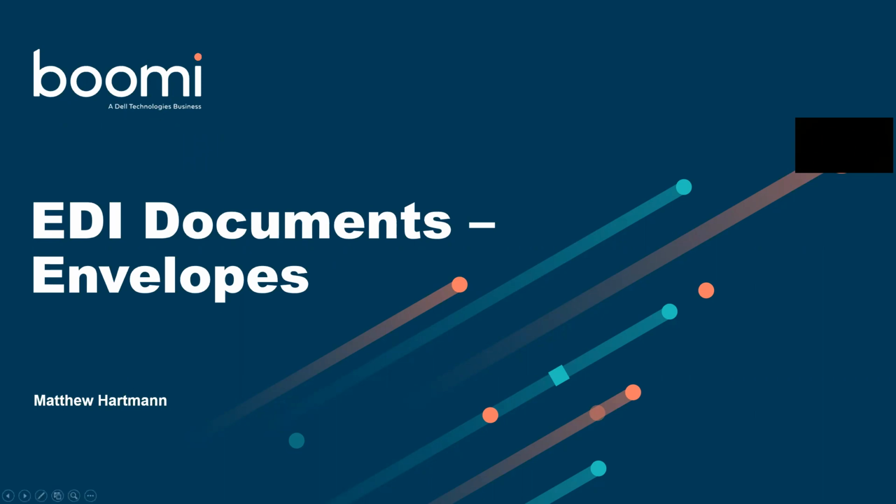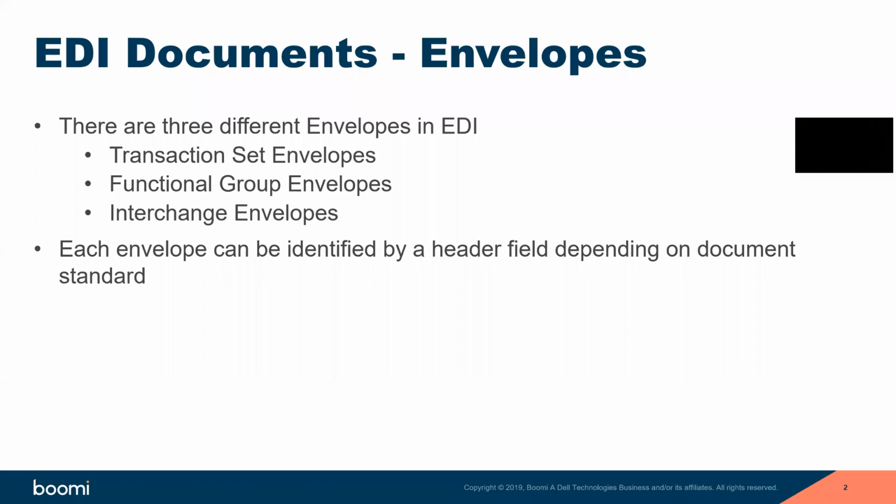So, first things first, there are three different envelopes within EDI: transaction set envelopes, functional group envelopes, and interchange envelopes. These envelopes can be identified by a header, which once again depends upon the document standard. That's going to help you identify what's a transaction set, what's a functional group, and items such as that. The whole point is so a computer is able to understand the document, as everything is very, very specific and fixed.